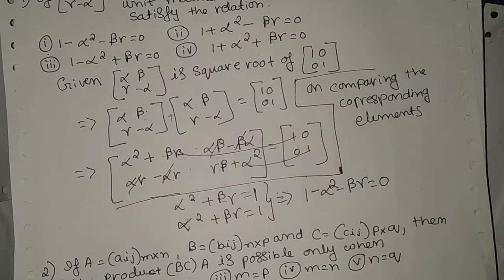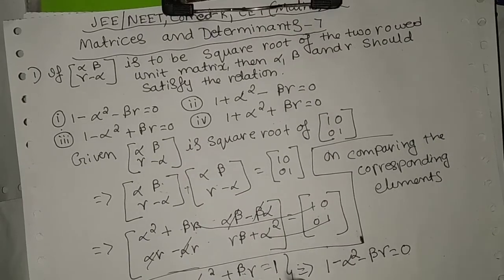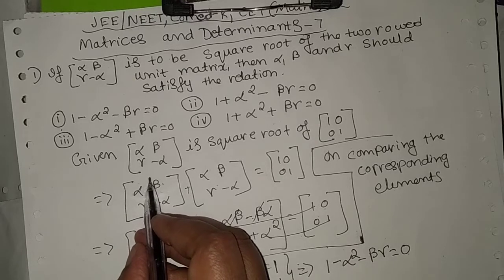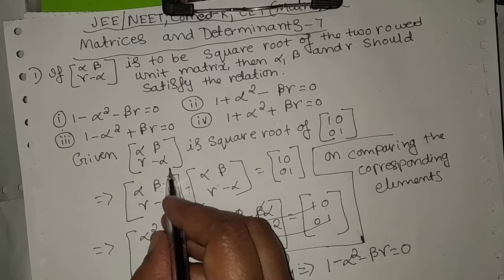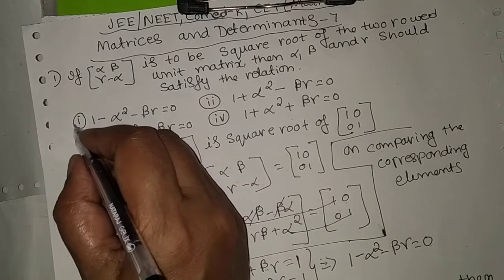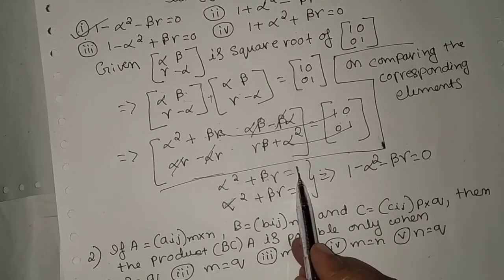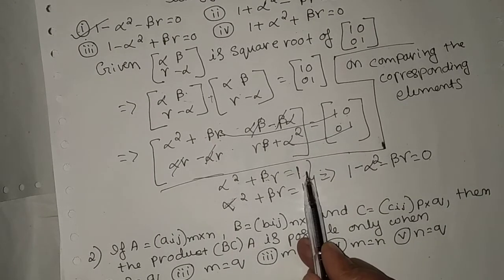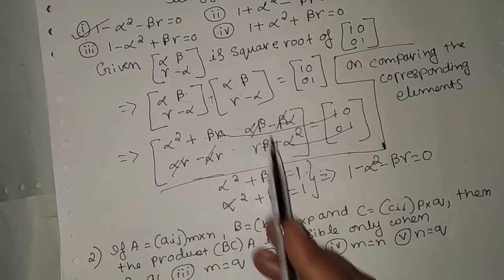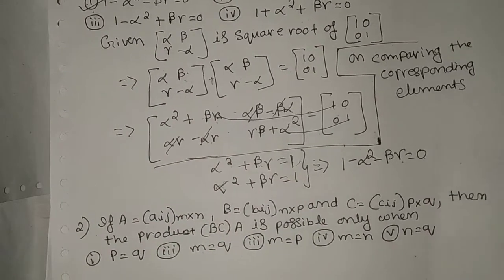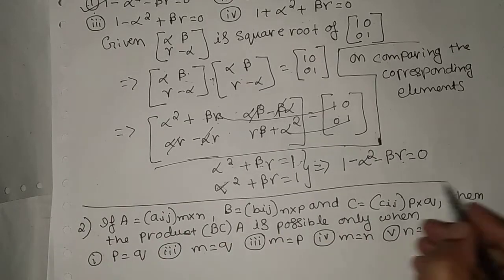So which is the correct option here? Option A, option 1, is the correct answer. Just write down this equation form, bring this to the other side, and we get back this expression. That is, option 1 is the correct answer. So we move on to the next question.